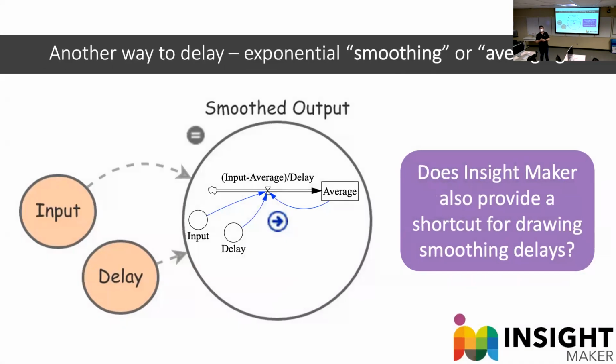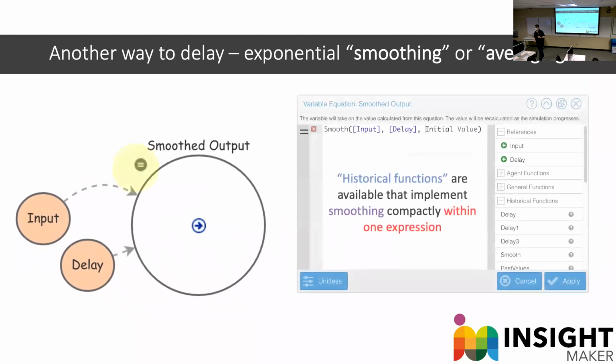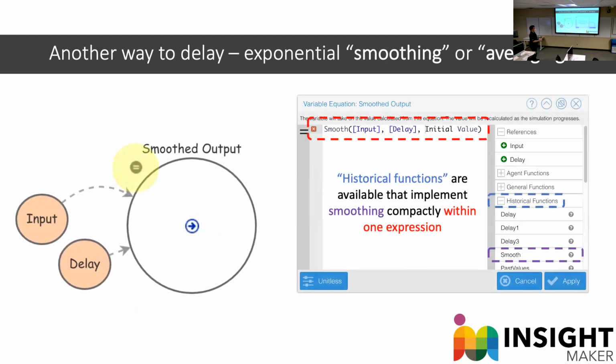All right. So I want to cover how Insight Maker does this, and then get to higher order smoothing, because I think that'll come up in the bonus on the homework. So Insight Maker also has a smoothing shortcut, because it's just super common to implement smoothing delays in these systems. And so likewise, you go to historical functions and there's a function called smooth, and it works very similar to Vensim.